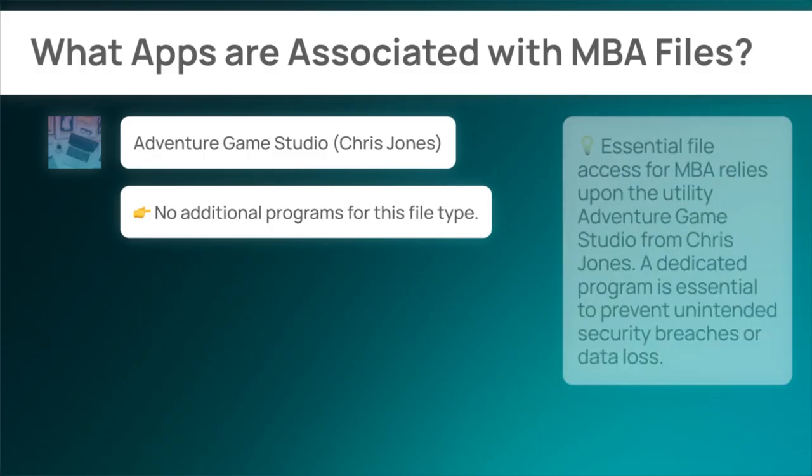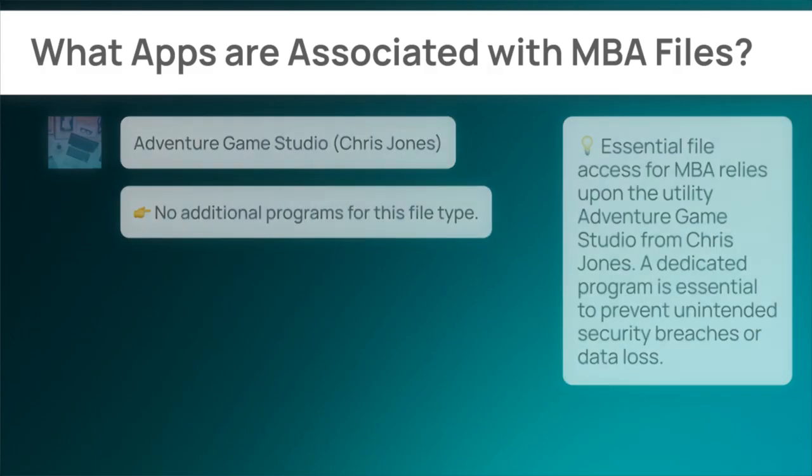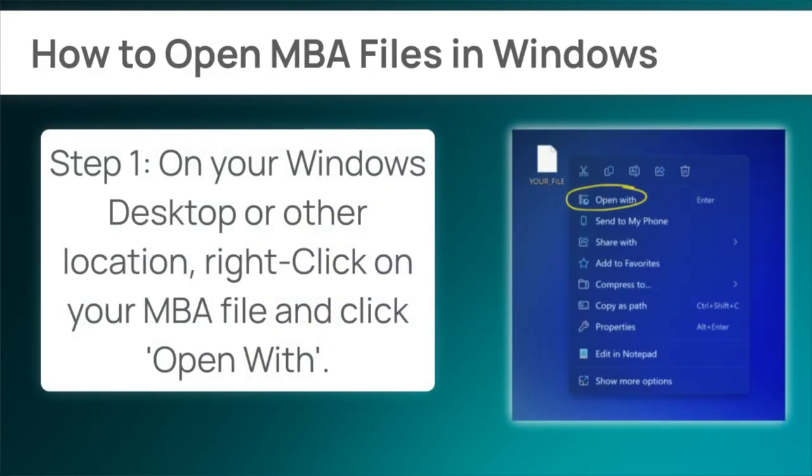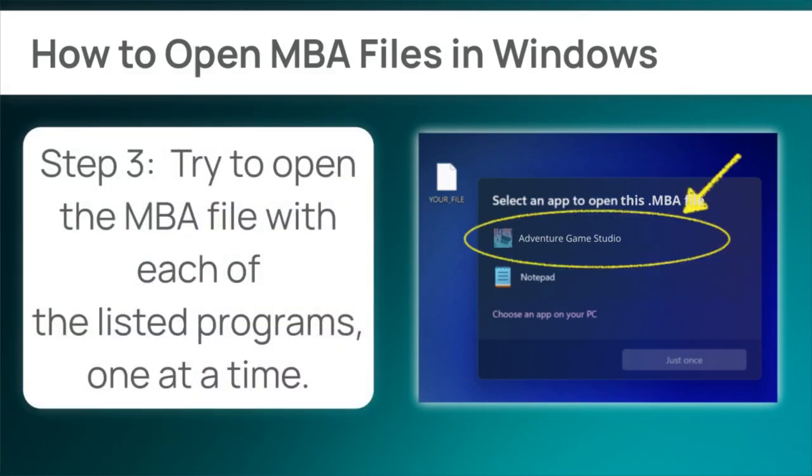A dedicated program is essential to prevent unintended security breaches or data loss. Windows cannot interpret most of this content, so dedicated game tools or the game itself are required. Your primary action: right-click the MBA file and select Open With. If Adventure Game Studio is installed, use it. If not, choose another program. Continue testing until the MBA file opens successfully.